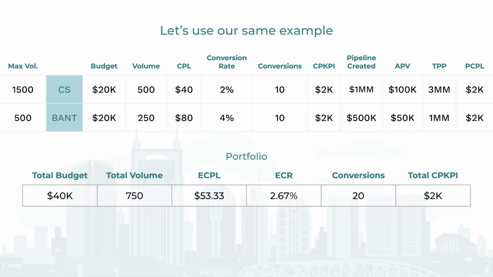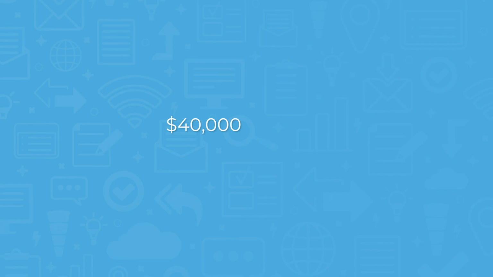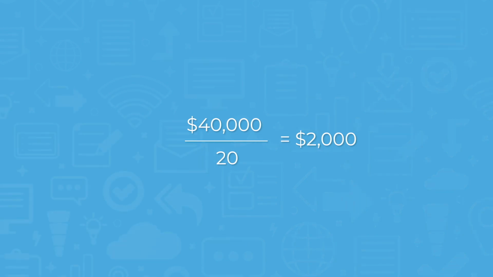To find our CPKPI, we'll gather the total number of conversions created across all of our programs, which in this example is 20 conversions. Then we'll divide our total budget of $40,000 by the total number of conversions, 20, to find the CPKPI. So $40,000 divided by 20 is $2,000.